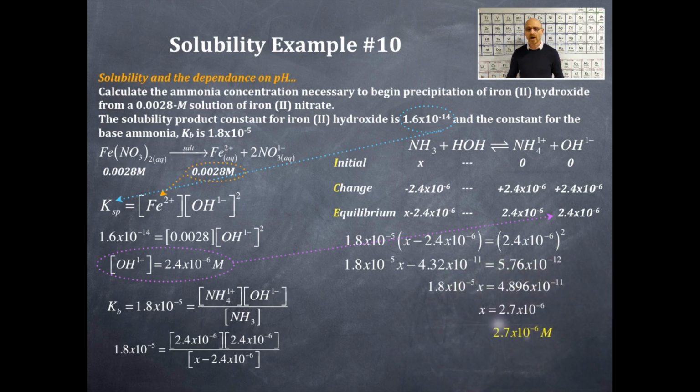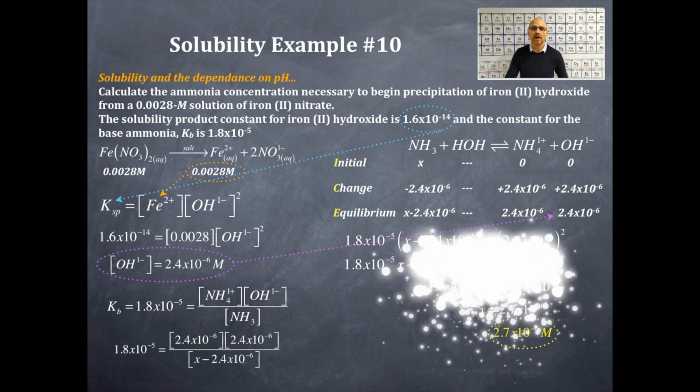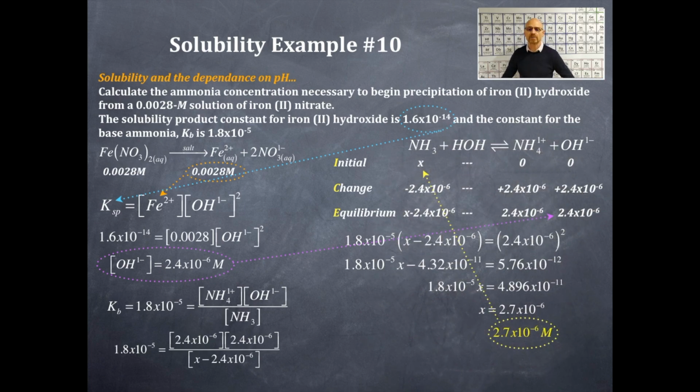So, what is 2.7 times 10 to the negative 6? That is the molarity. And where do I place this here? What have I solved for? I have solved for x. What is x? X is the ammonia ion concentration. So the ammonia ion concentration is 2.7 times 10 to the negative 6 molar.